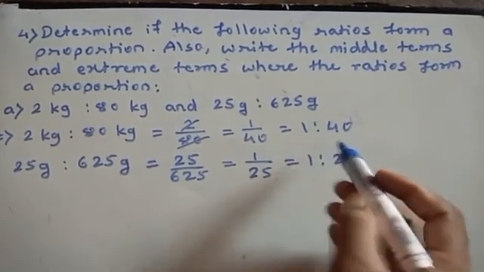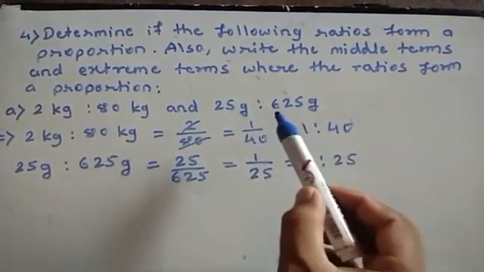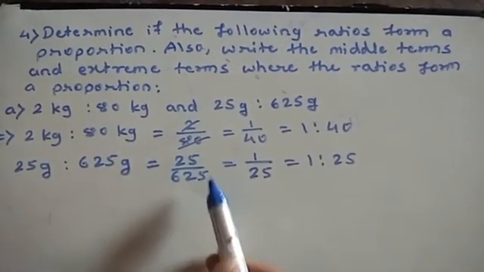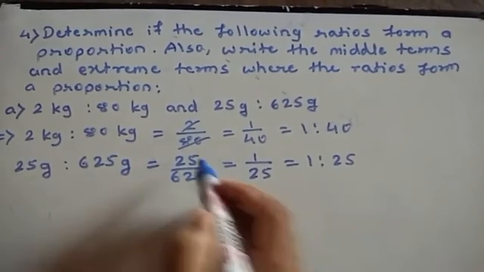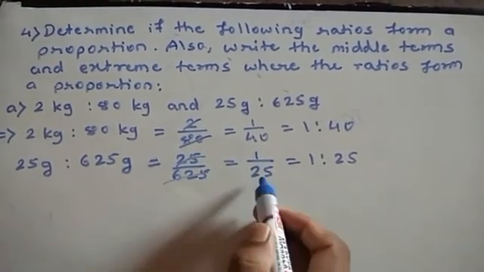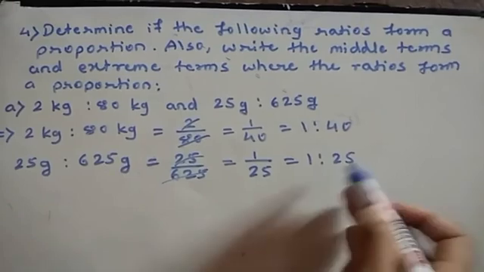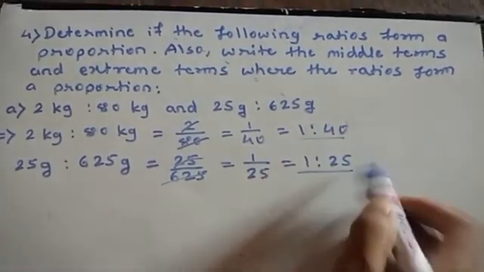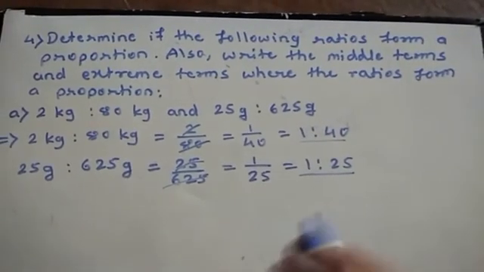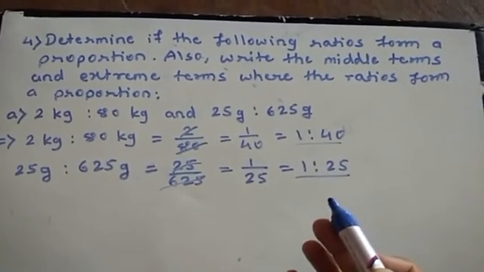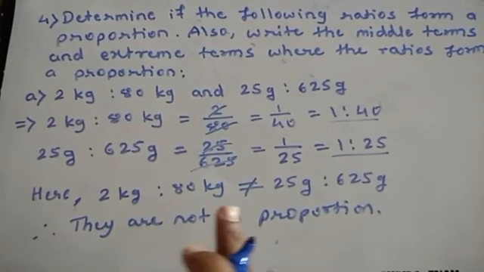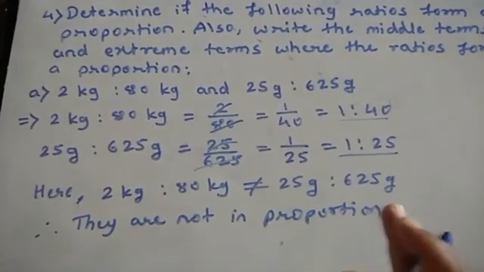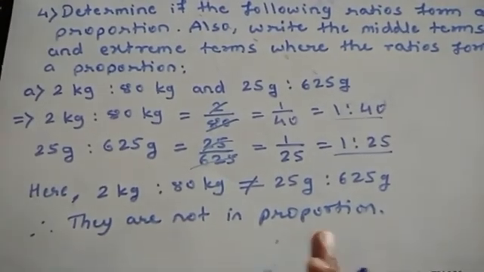Now the next two terms we will take: 25 gram is to 625 gram, that is equal to 25 upon 625. Here 25 ones are 25, 25 25s are 625. So here we got the ratio 1 is to 25. Now we can see both the ratios are different. Therefore, they are not in proportion. Here 2 kilogram is to 80 kilogram is not equal to 25 gram is to 625 gram. Therefore, they are not in proportion.